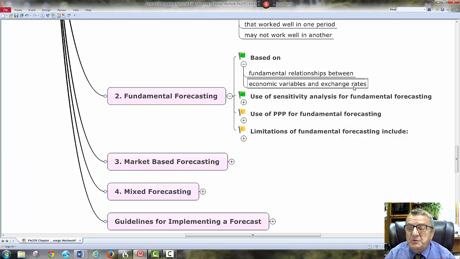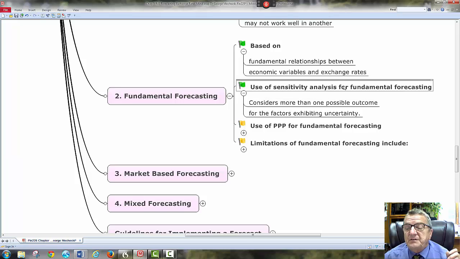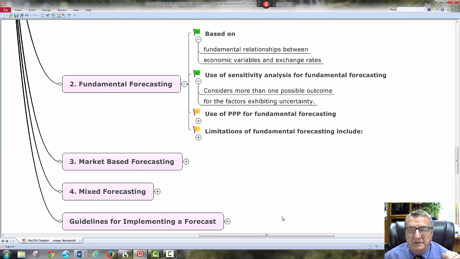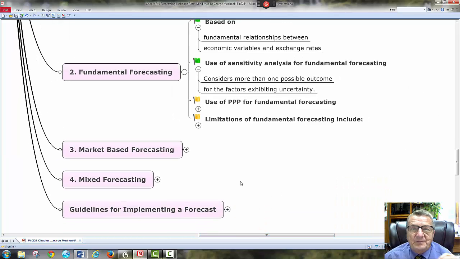And what was the relationship between the exchange rates? That's the fundamental forecasting. Use of sensitivity analysis or fundamental forecasting. Remember the software on this. Don't go, oh my God, I've got to remember all this. Don't get software that already has a math problem, but we're here. You just want to understand it conceptually.